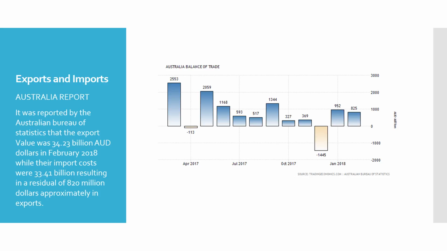So in Australia, it was reported by the Australian Bureau of Statistics that the export value was $34.23 billion AU in February 2018, while the import costs were $33.41 billion AU, resulting in a residual of approximately $820 million in exports.